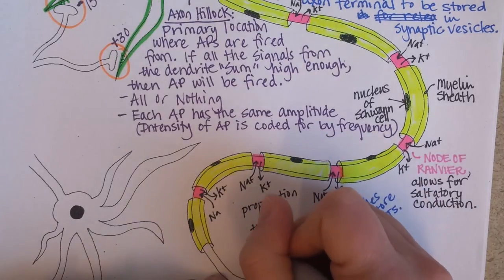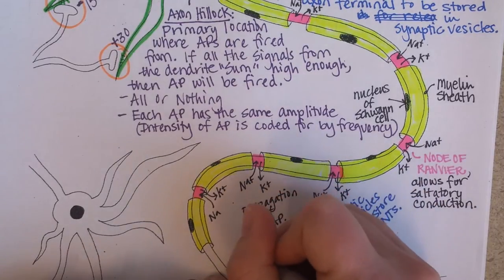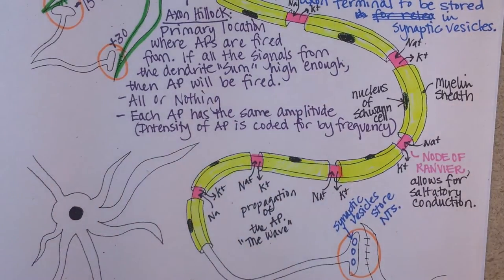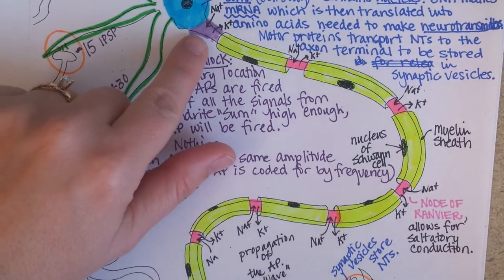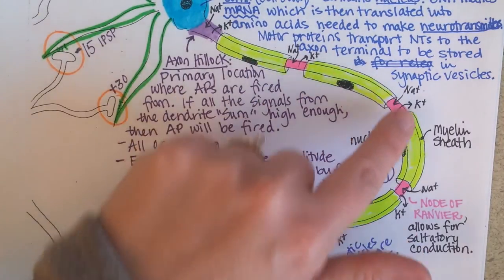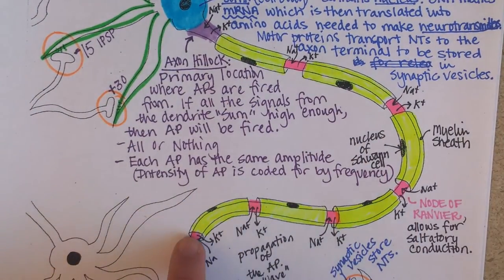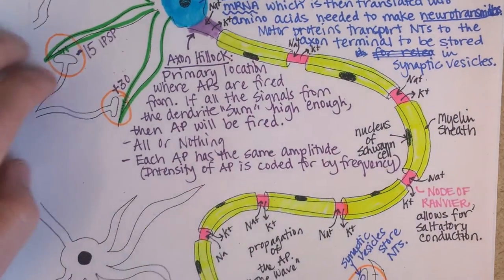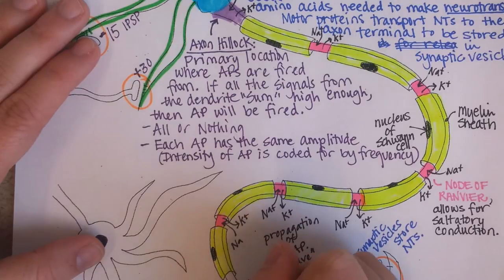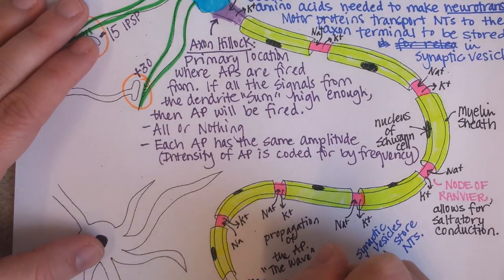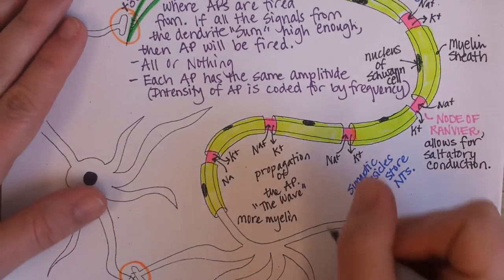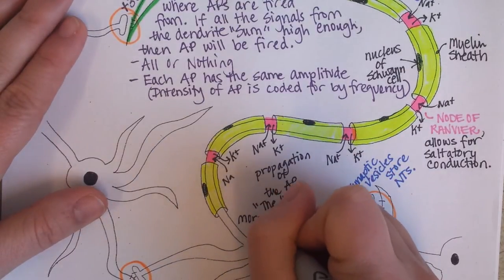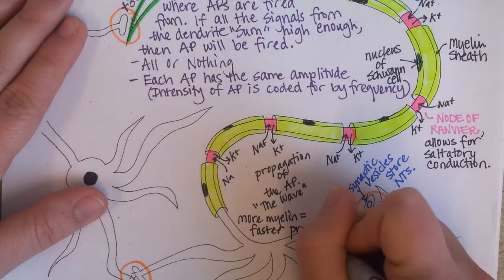It's kind of like the wave. If you were at a football game and everyone stood up in one region and then put their hands up and then put their hands down and then the next section put their hands up and their hands down, that's what's happening as the action potential is propagated. Whoosh, whoosh, whoosh. The more myelin, the quicker the signal goes. So we could put that: more myelin equals faster propagation.